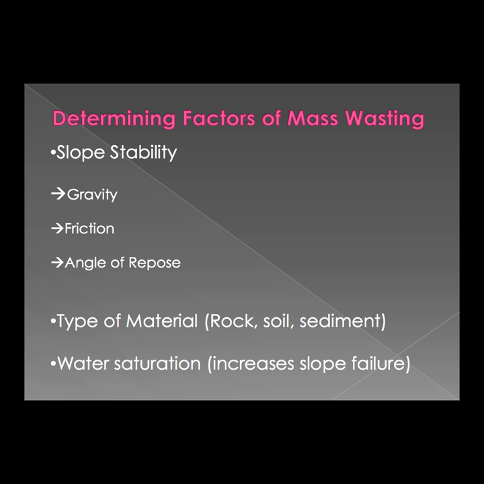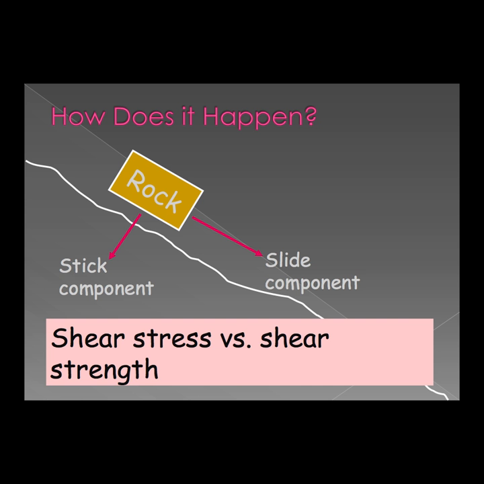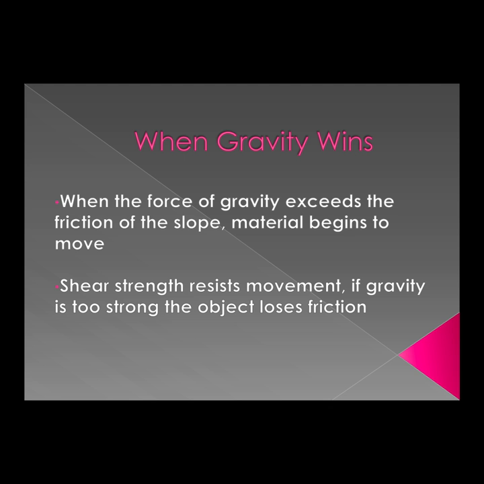So how does it happen? This picture shows a rock and the slide component, which maybe is how much water there is or how much gravity is pulling down, and then the stick component, which is the friction against that gravity. So when gravity wins, which is most often, when gravity exceeds that friction on the slope, then that material does begin to move. And the shear strength resists the movement, but if gravity is too strong, the object loses friction and therefore will move down the slope. Here we go with angle of repose again then.